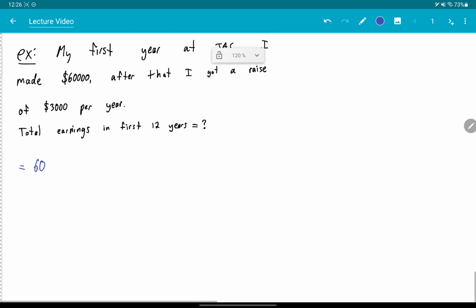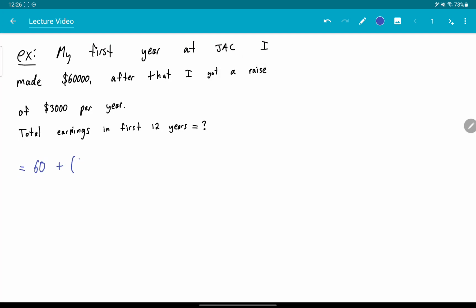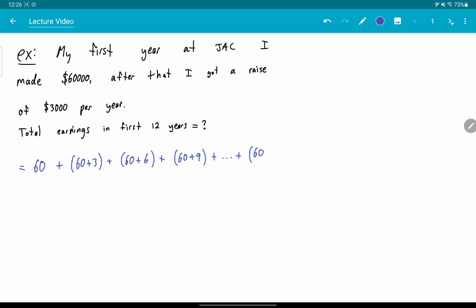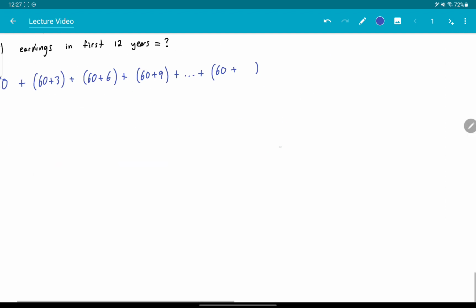So I got 60, and then I have to add my second year, which was 60 plus 3, plus 60 plus 6, and so on, all up to 60 plus, well, in that 12th year, that's 11 raises. So 11 times 3 is 33.